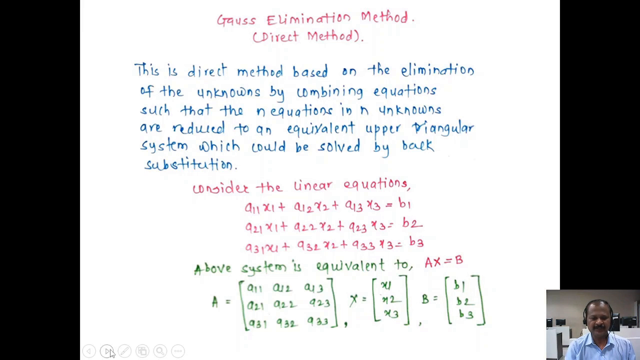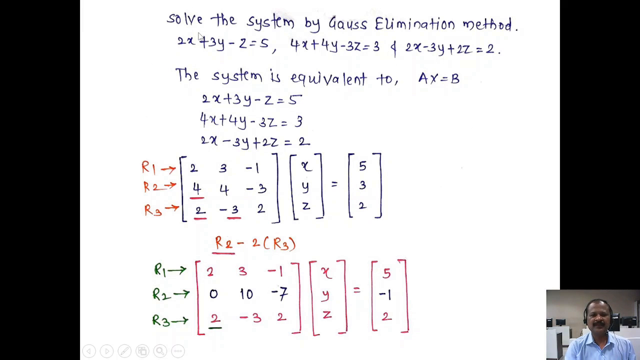Now we will see one example for this method. Solve the system by Gauss elimination method. 2x plus 3y minus z is equal to 5. 4x plus 4y minus 3z is equal to 3. And 2x minus 3y plus 2z is equal to 2.